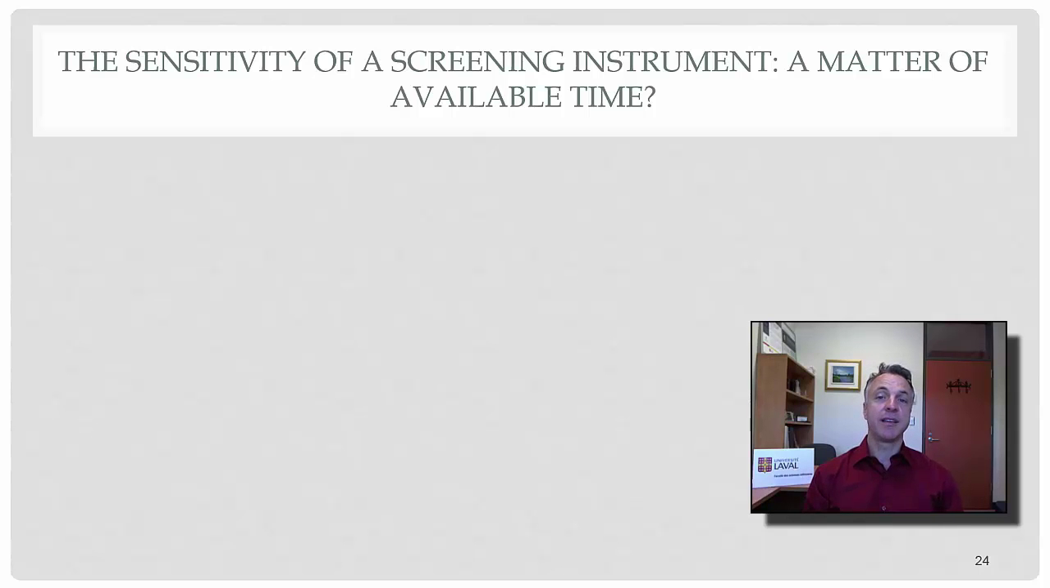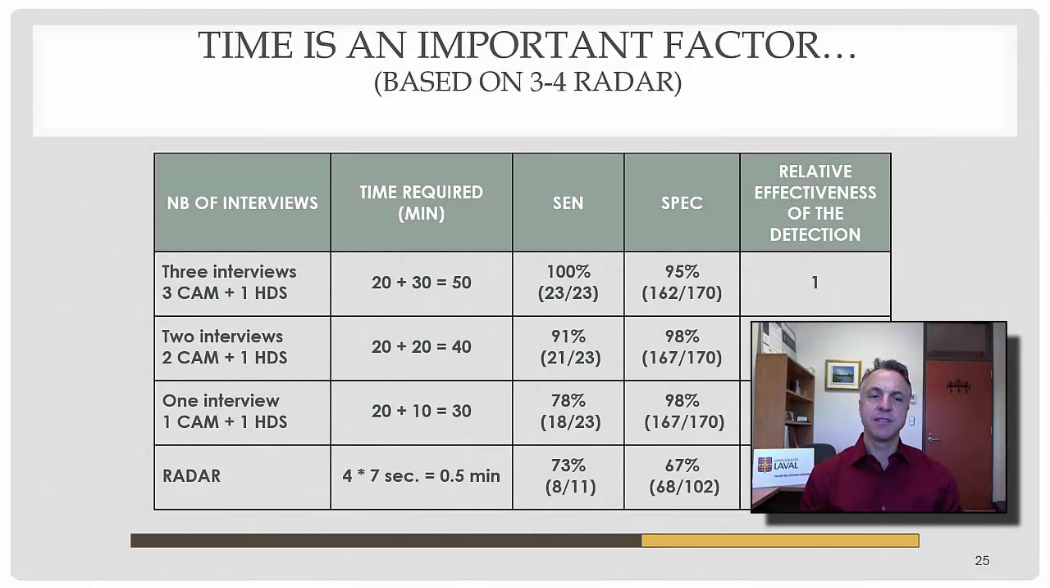We are able to detect all cases of delirium if you want, but everything is a matter of time. In this graph, you can see that everything is a matter of time. If you spend 50 minutes per patient, so you do 3 interviews with the CAM and 1 HDS, which is a cognitive test, then you have a sensitivity of 100%.